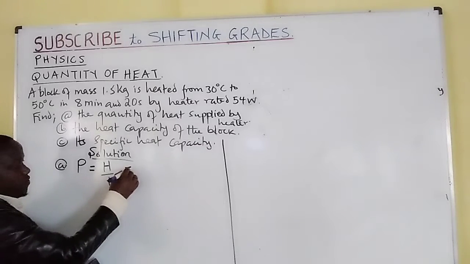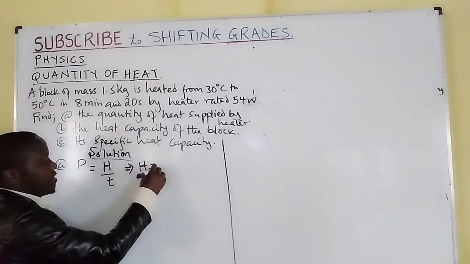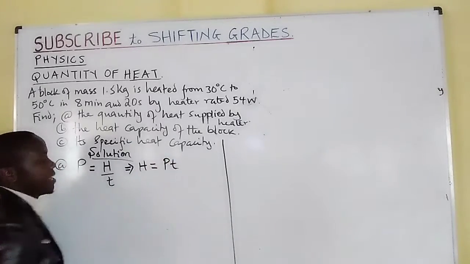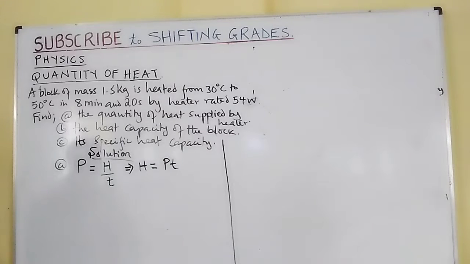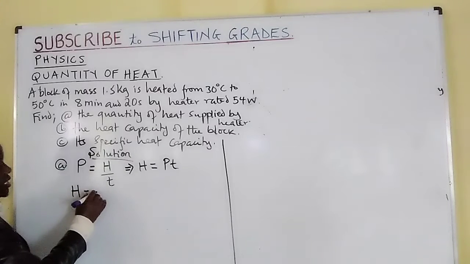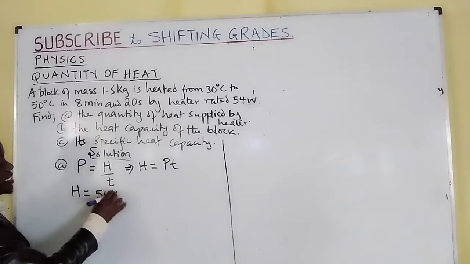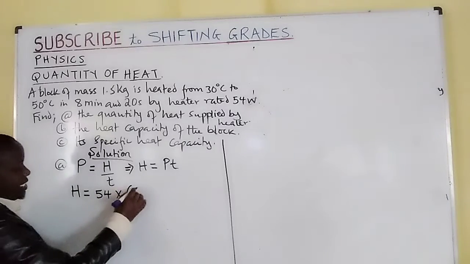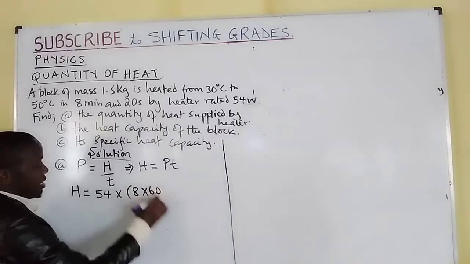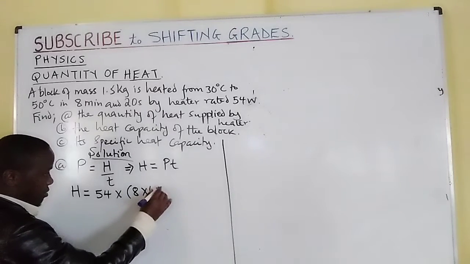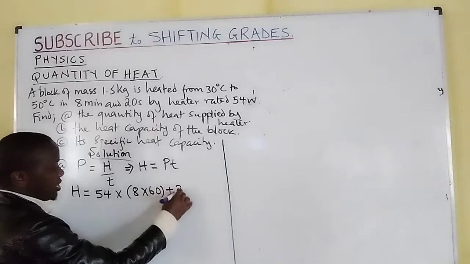This translates to that, then the heat energy will be given by power times time. Therefore, the heat energy supplied by the heater will be power times time. Heat energy will be power, it's 54 watts, times time. And time should always deal with SI units. Therefore, 80 minutes by 60, so that they may become seconds.